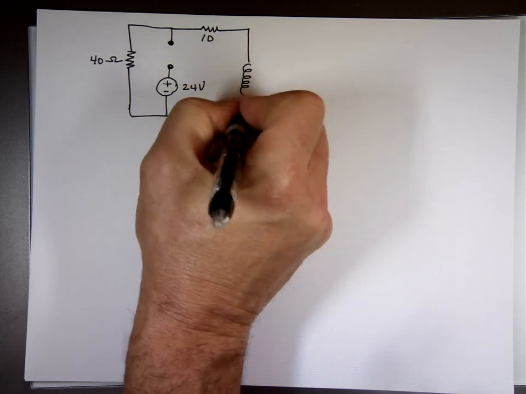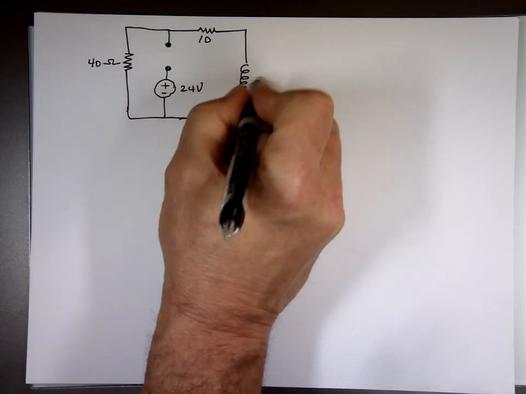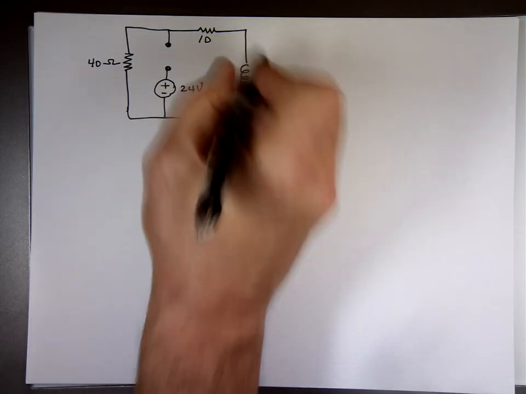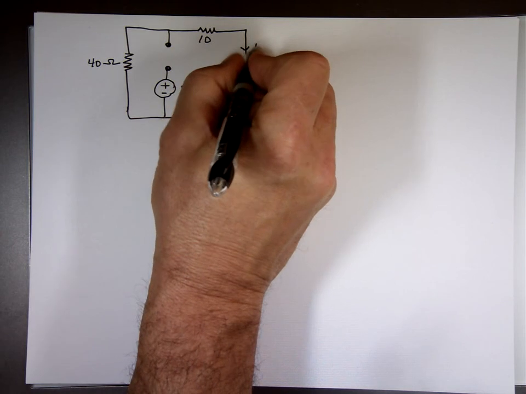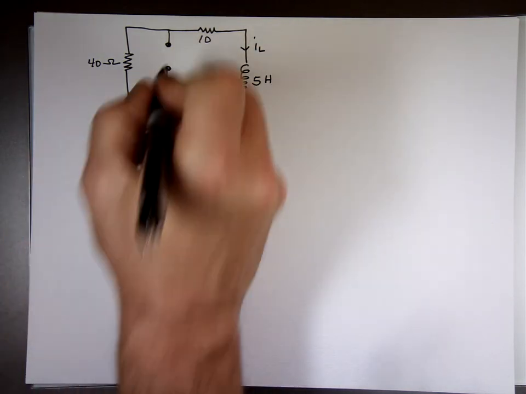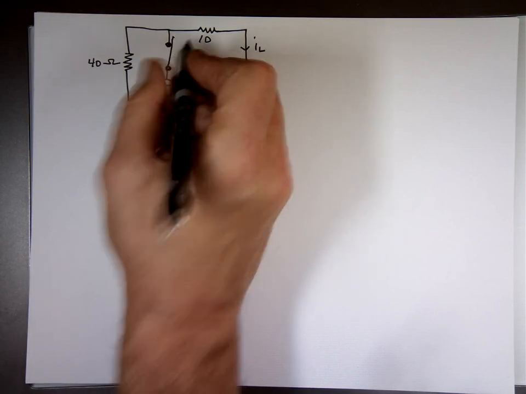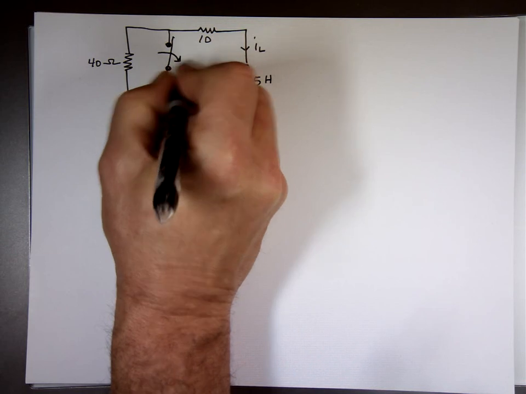This is an RL circuit. It has resistors and inductors only. 5 Henry. And the question is, what is I sub L? And there's a switch here. That switch swings open at t equals 0.